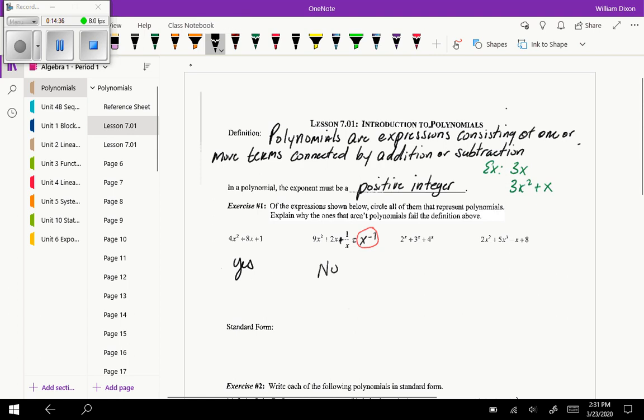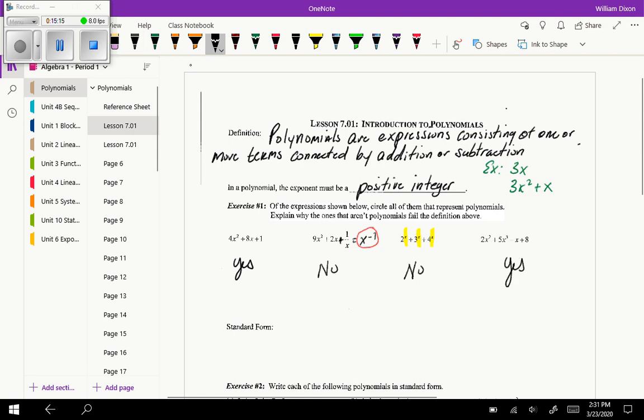All right, so now that you're back, let's take a look at the next one. That's 2 to the x plus 3 to the x plus 4 to the x. Okay, so that's a no. Why? Because the exponent now is a variable, and the exponent needs to be a positive integer. All right, so that's the problem there. All right, and then let's go to the last one. It says 2x to the second plus 5x to the third minus x plus 8. I know your printout is better than what's on my screen here, and that answer is yes.